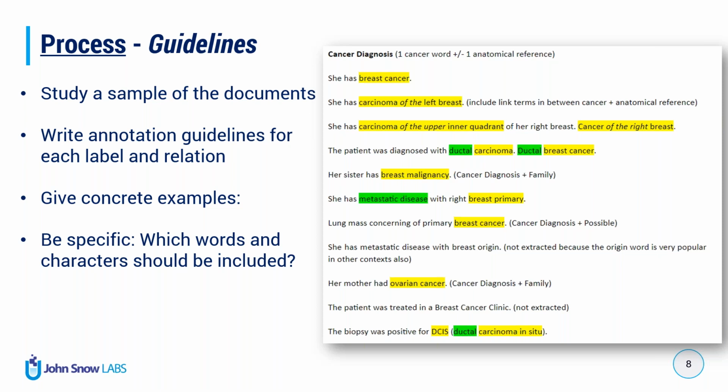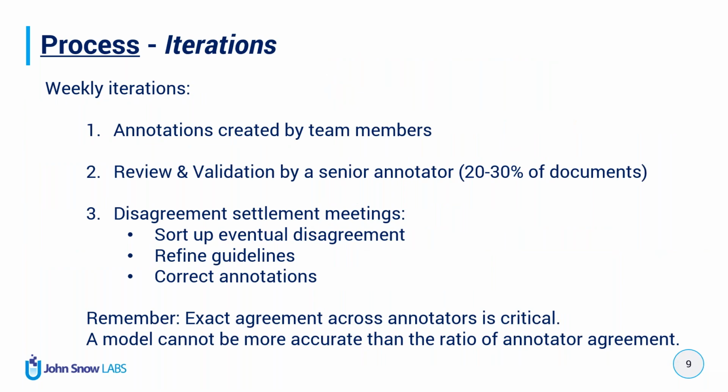Once you have the guidelines, you start iterating, and I think it is very important to do iteration, to do small steps. You annotate, and the annotations are reviewed by somebody with higher experience.